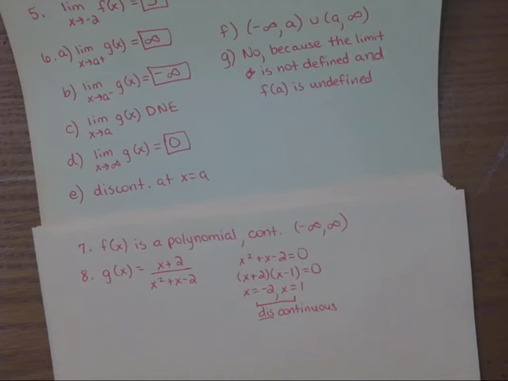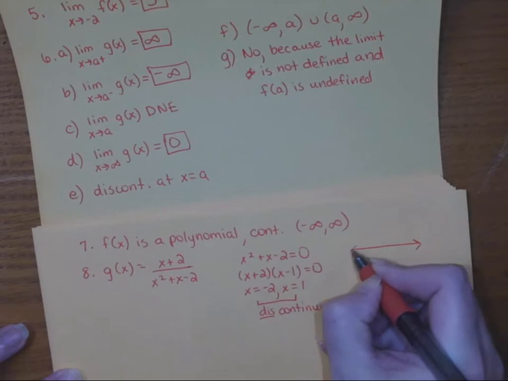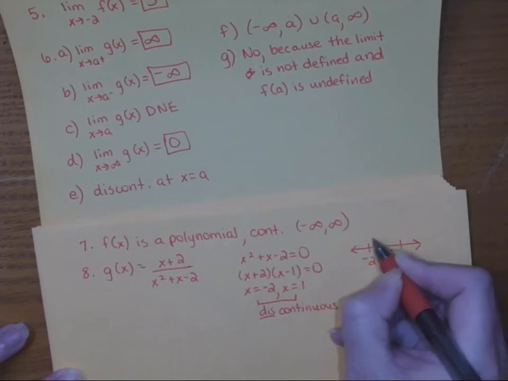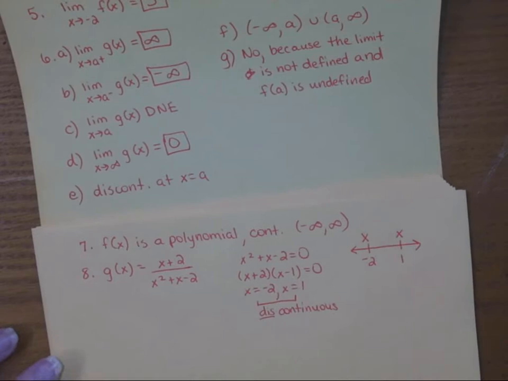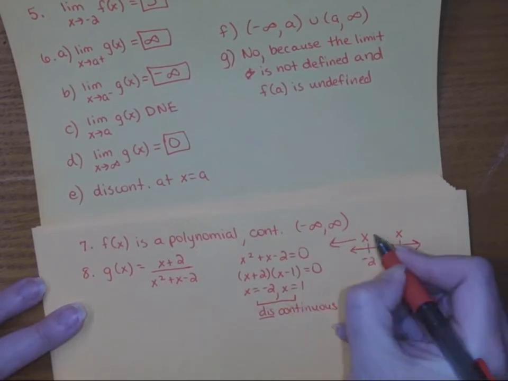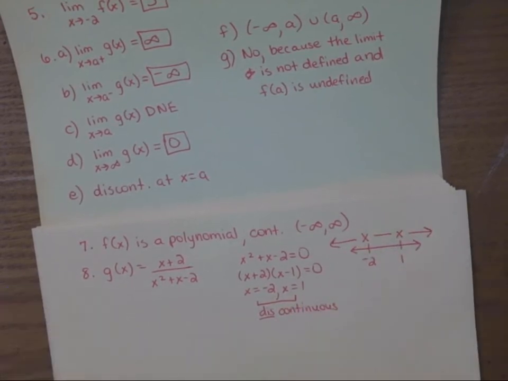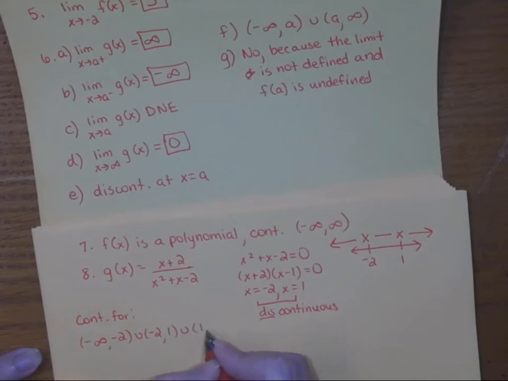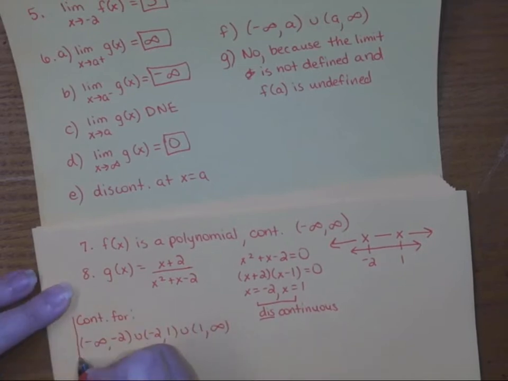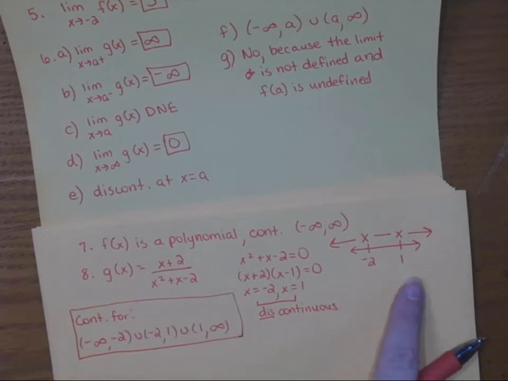So we want to kick those numbers out, in other words. I showed you this before and I told you it was optional. But if you have negative 2 and you have 1, we don't want negative 2, we don't want 1. So it's everything to the left, in between, and to the right. The final answer is that it's continuous for negative infinity, but stop at negative 2. From negative 2 to 1, not including 1. And then finally from 1 to infinity. Notice we would use parentheses because we definitely don't want to include this negative 2 and this 1.